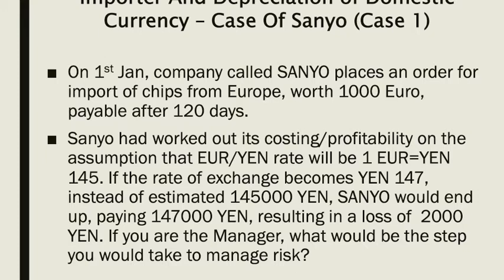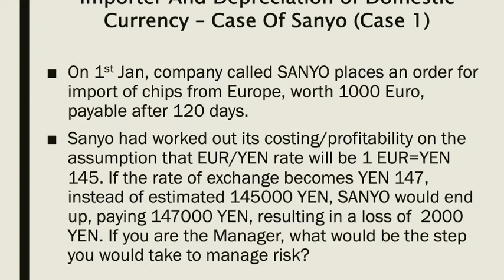Let's say Sanyo is in Japan and they want to import something from Europe. They want to import chips from Europe. The amount mentioned here is a hypothetical 1,000 euro. It can be 10,000 euro, it can be 100,000 euro. When they place the order for importing chips from Europe, they have to pay after 120 days. That is the contract they are signing with a European company.